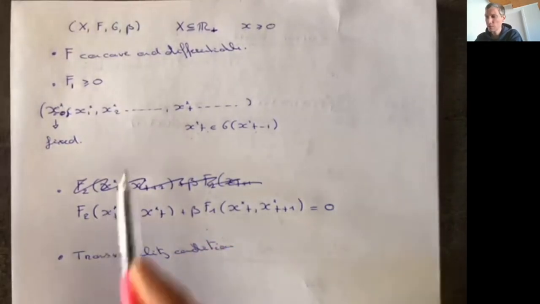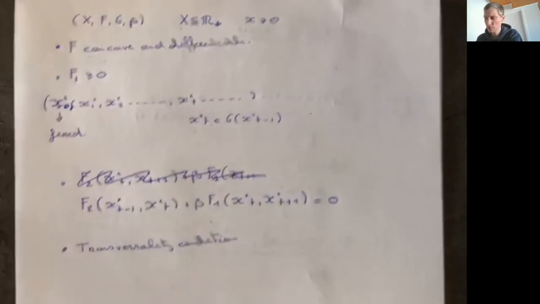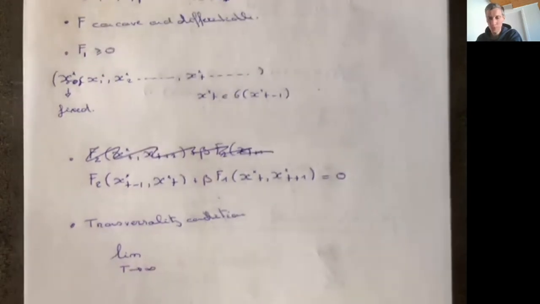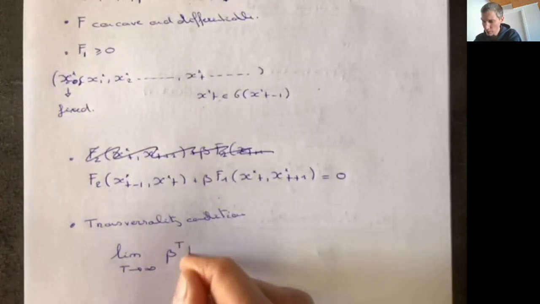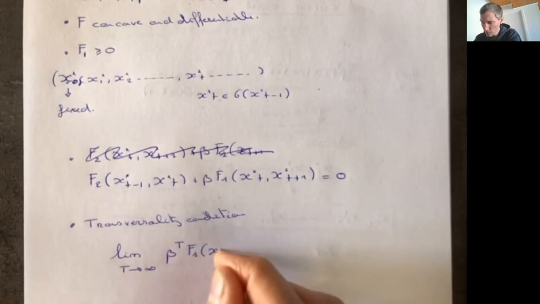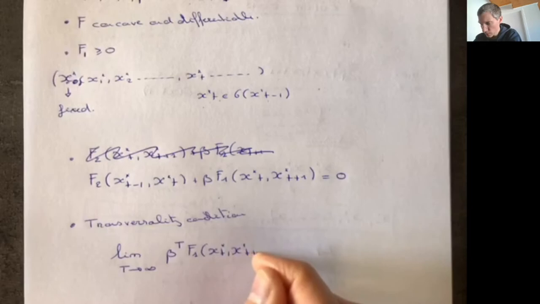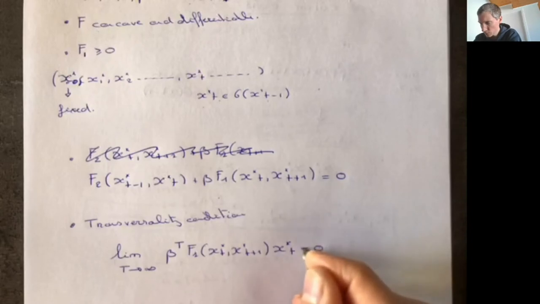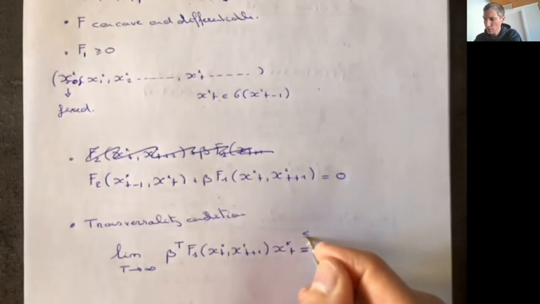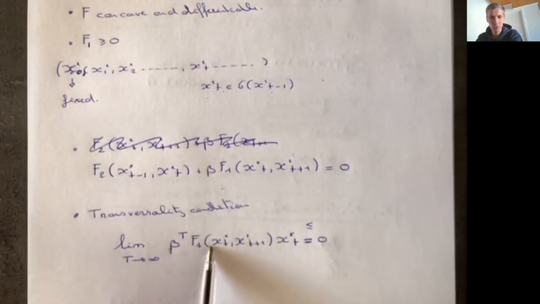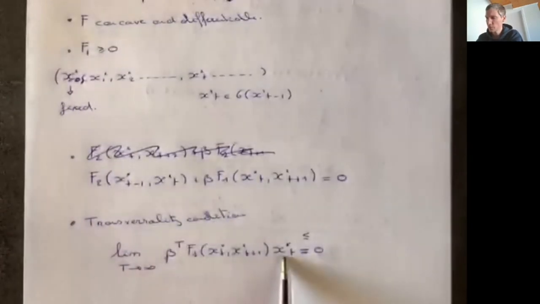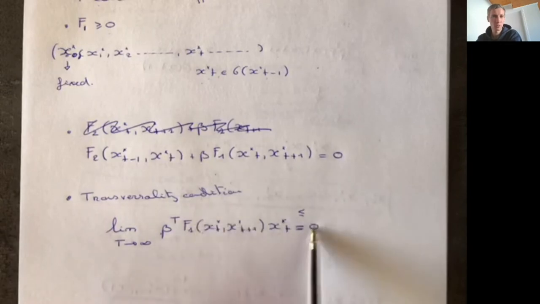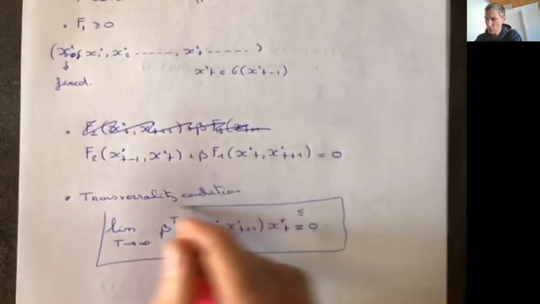A transversality condition basically puts a requirement on what happens in the limit. So here I'm going to assume that the limit as t goes to infinity of beta to the power t times f1 of xt, xt plus 1 times xt is equal to 0. I can also require that this is less or equal to 0, because each factor is non-negative by assumption. So if this limit is less or equal to 0, then it's equal to 0. This is another assumption I'm going to make.